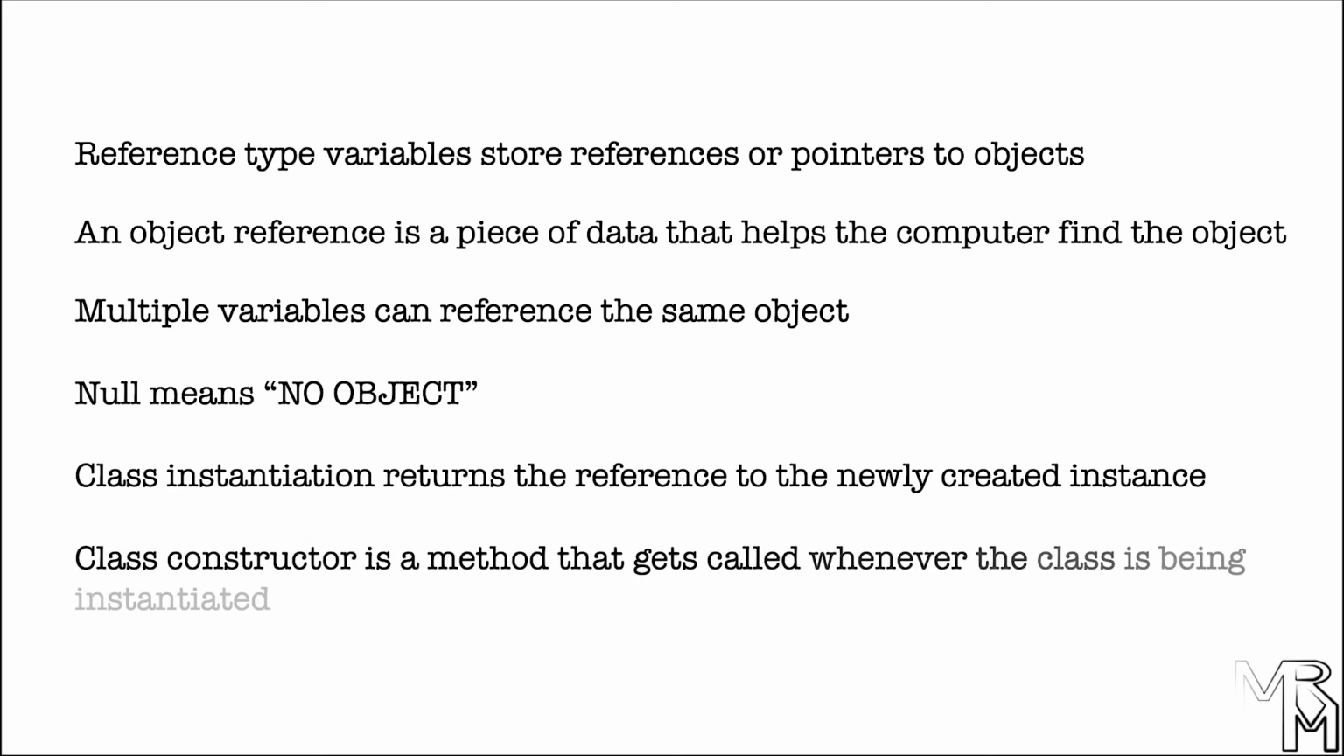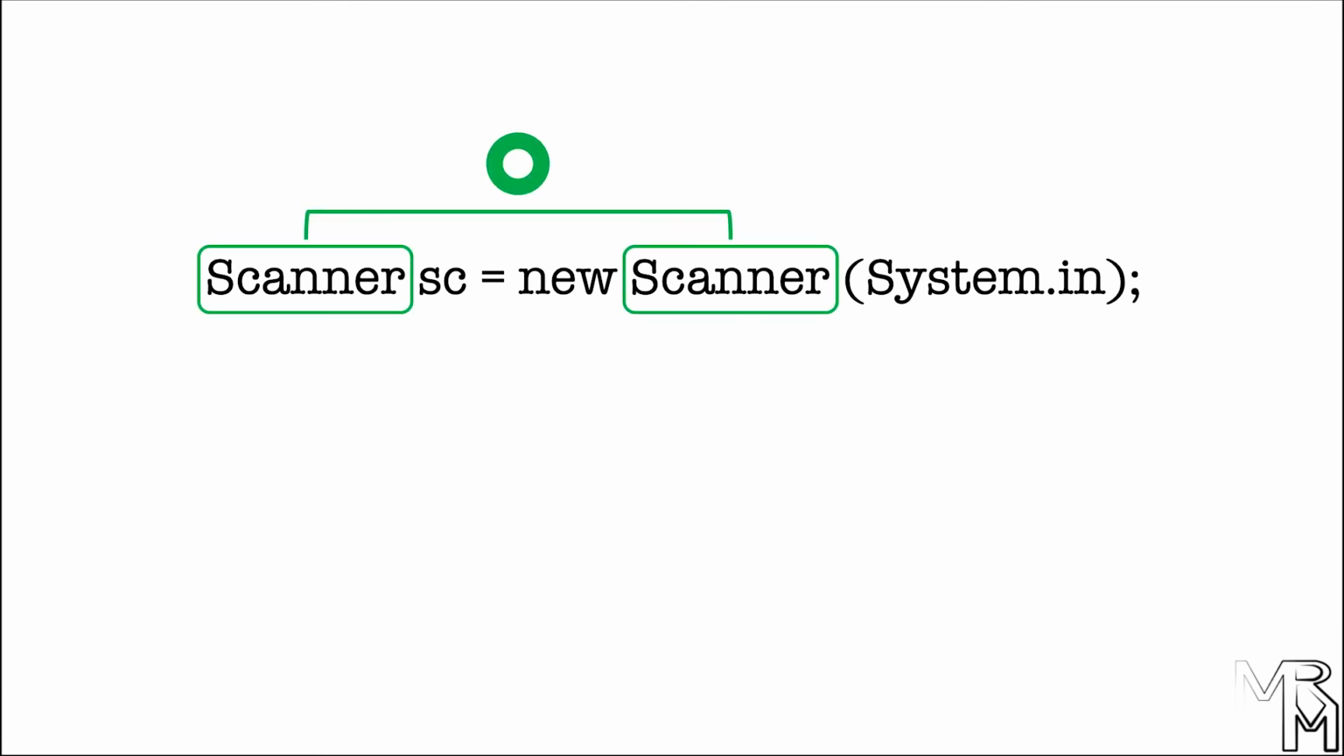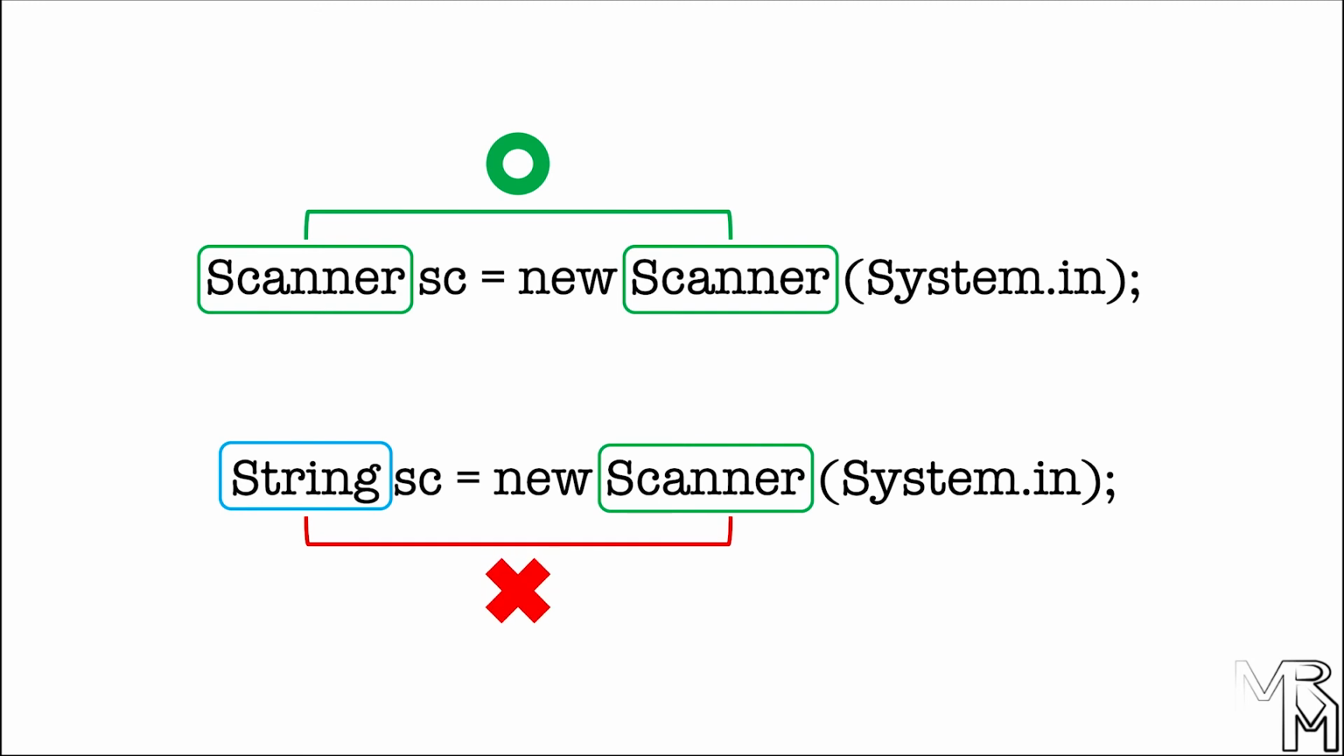When a class is instantiated, a class constructor is called. The role of a class constructor is to initialize the newly created object. Please note that if you want to assign an object reference to a variable, the data type of the variable and the data type of the object must be compatible. In other words, you cannot assign a scanner object reference to a string variable.